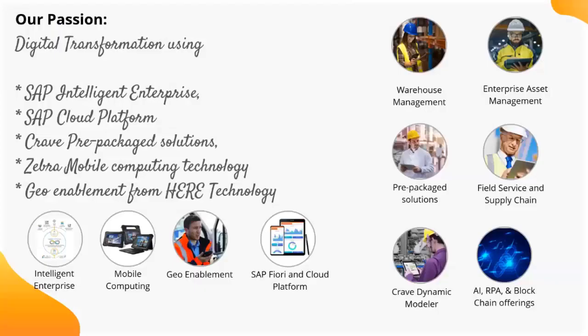Finally, a little bit about Crave. We are passionate about combining five things. One is the SAP Intelligent Enterprise, which is, of course, ECC or S/4, cloud platform, prepackaged solutions, which we talked about some of them, Zebra mobile computing technology, and geo enablement for different areas, which includes warehouse management, asset management, and supply chain.